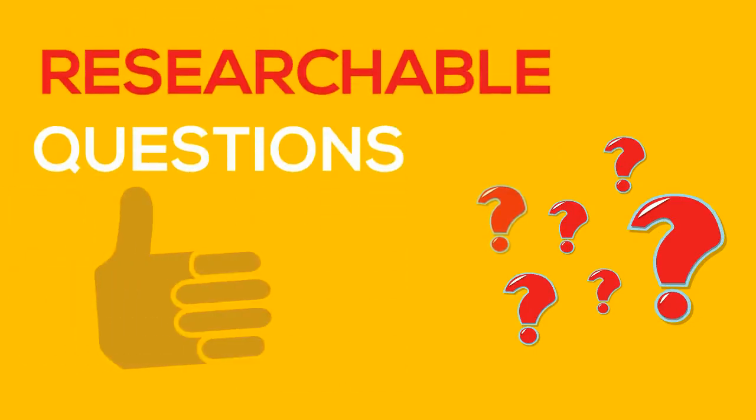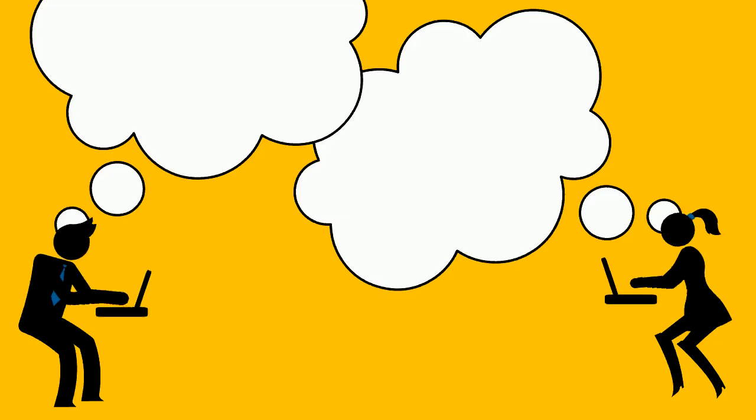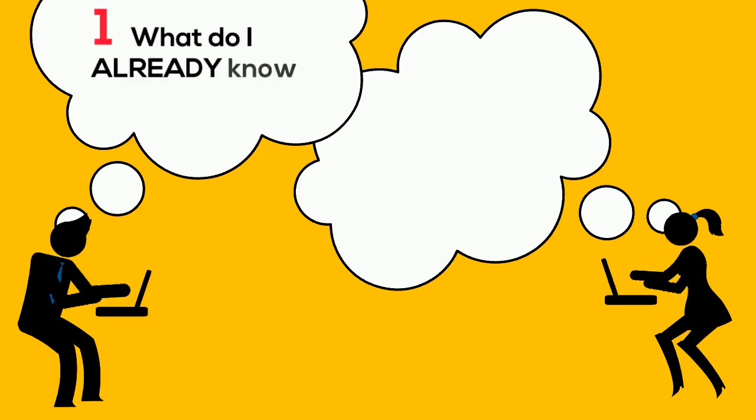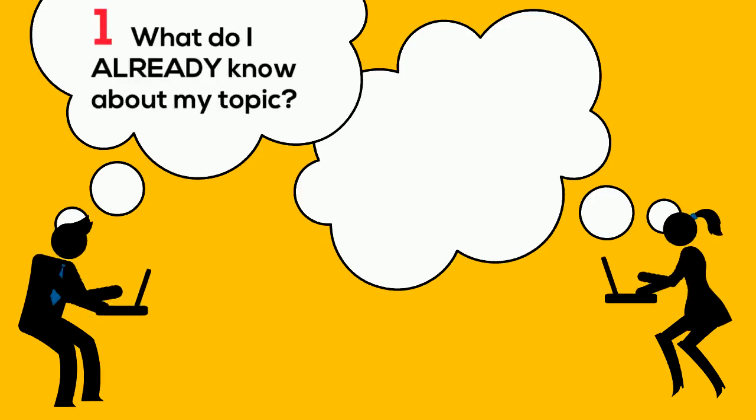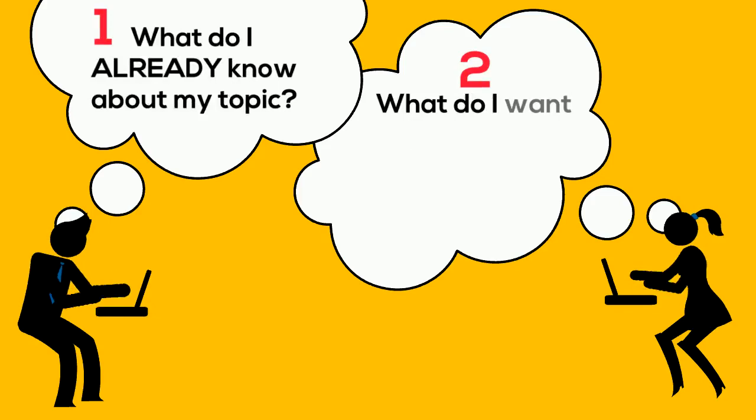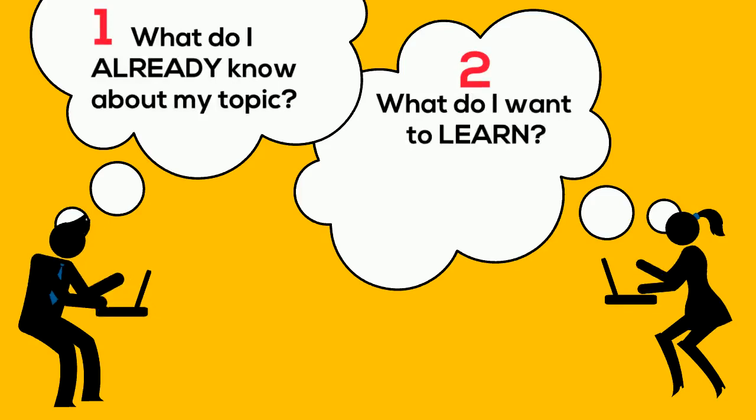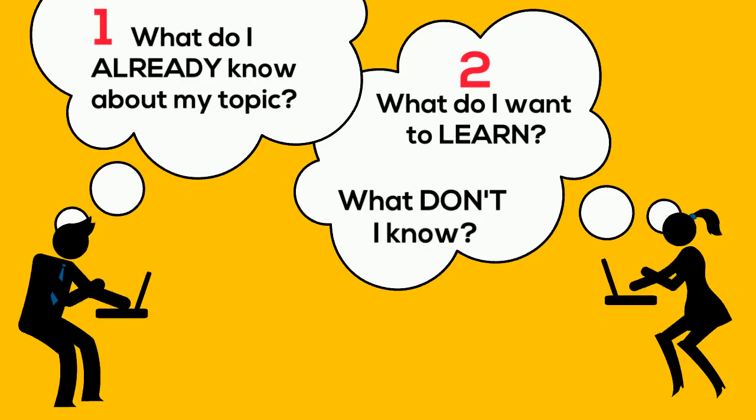Here are some strategies for turning your big topic into researchable questions. First, brainstorm what you already know about your topic and what you want to find out. Keep in mind that research is all about learning something new, not finding people who agree with what you already think. So think of questions that you don't know the answers to.